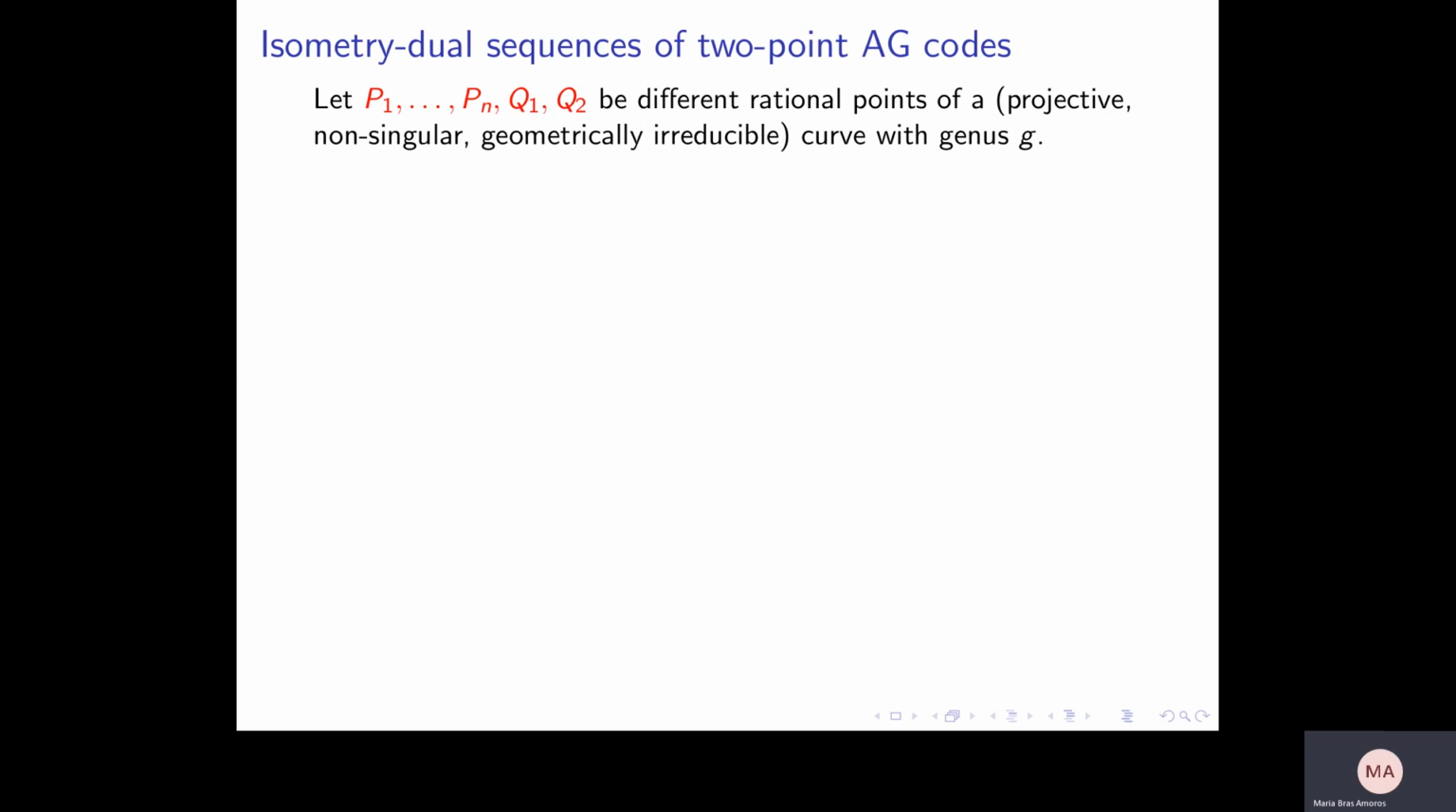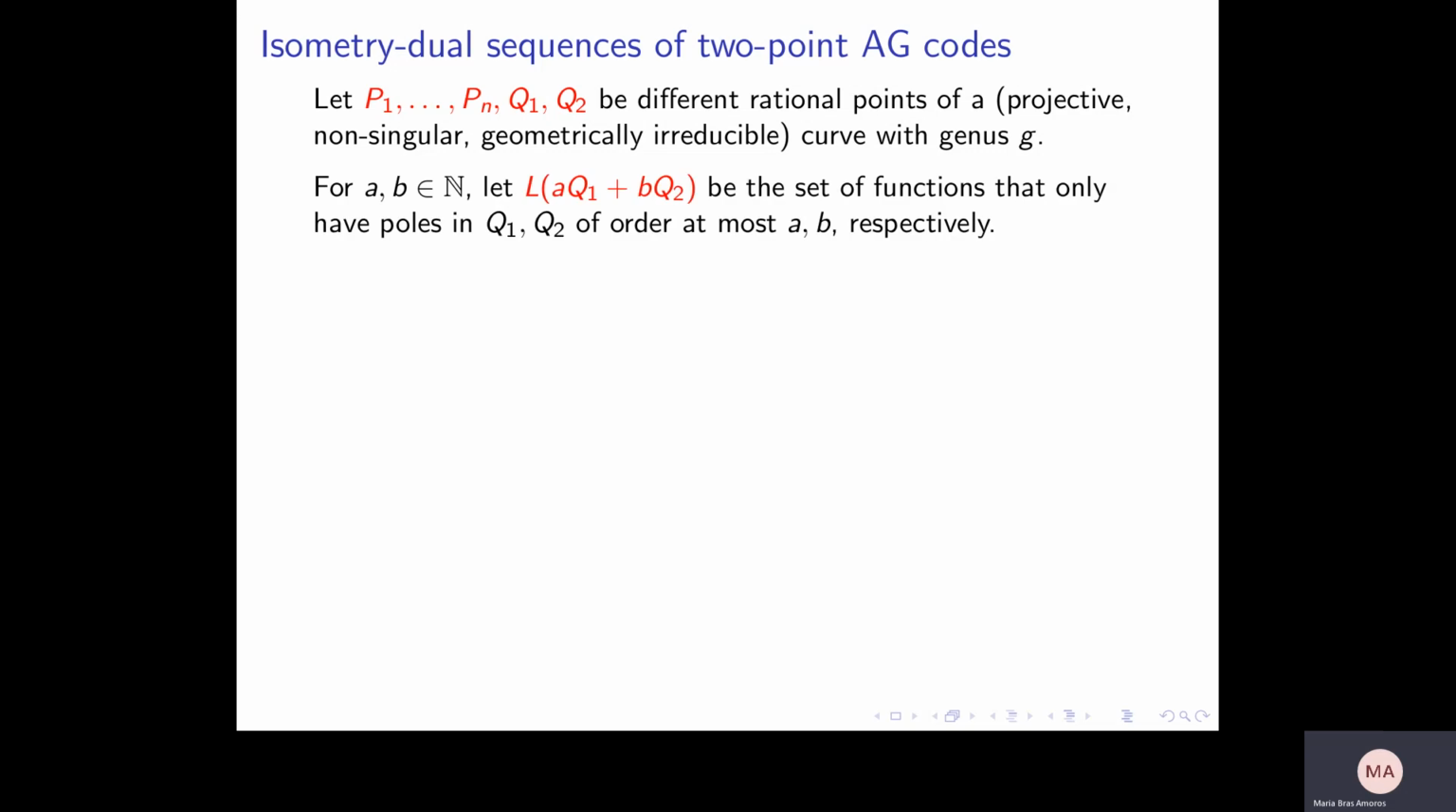Now, we want to analyze the same sequences of codes, but not defined only on one point Q, but on 2 points Q1 and Q2. Hence, we consider as before P1 up to Pn and Q1, Q2 to be different rational points of a projective, non-singular, geometrically irreducible curve with genus G.